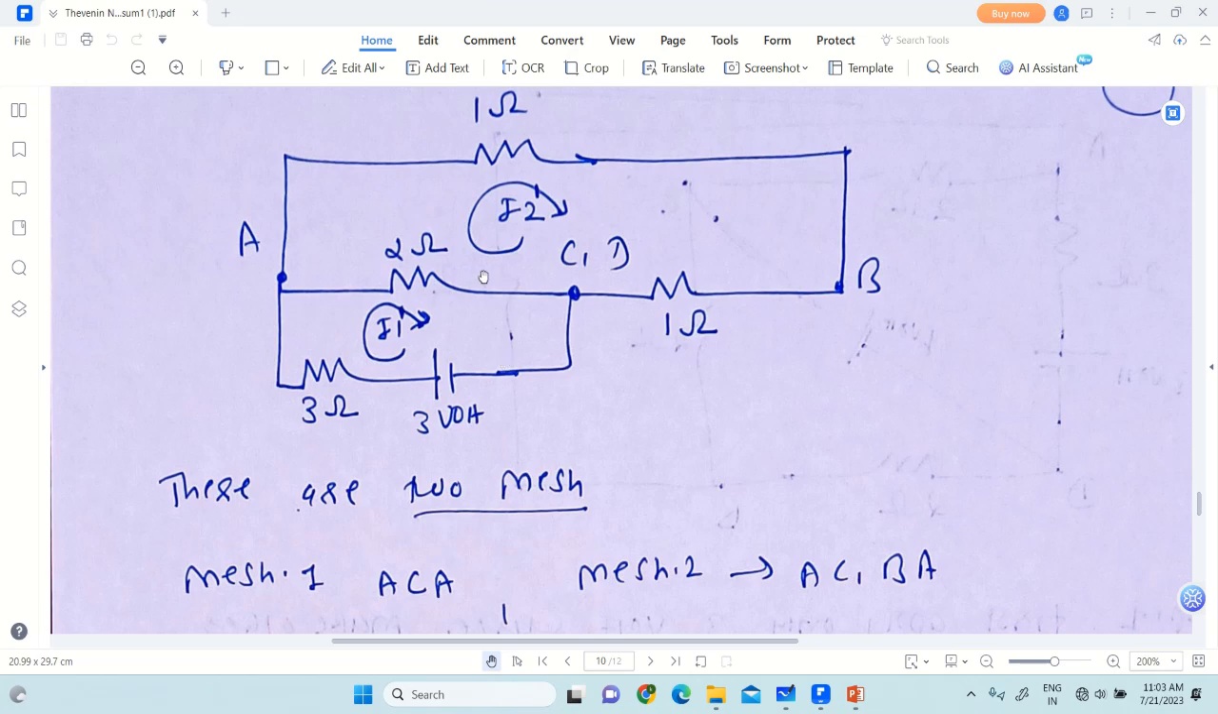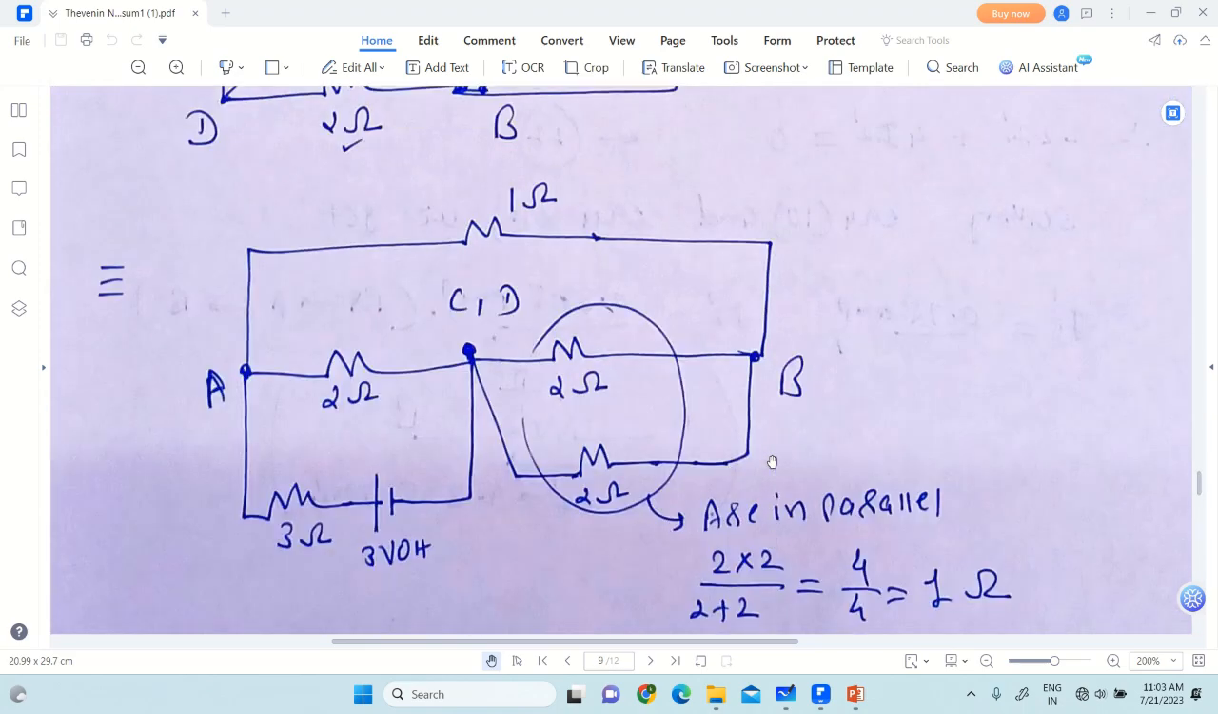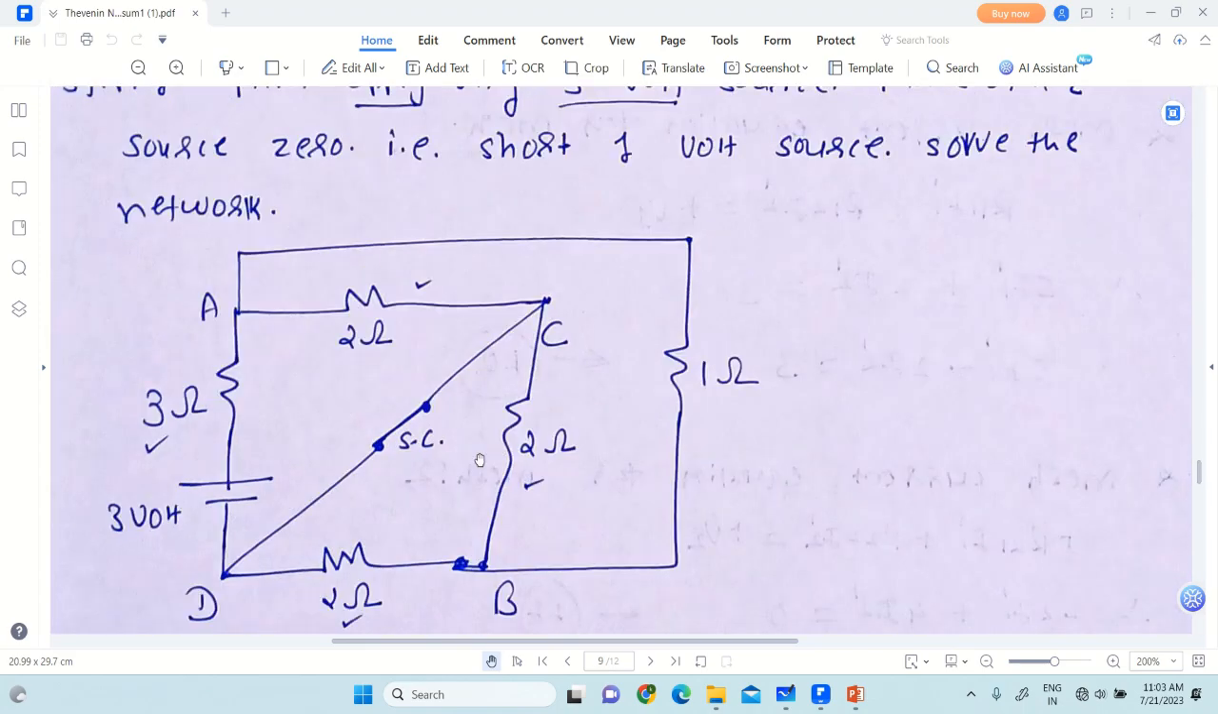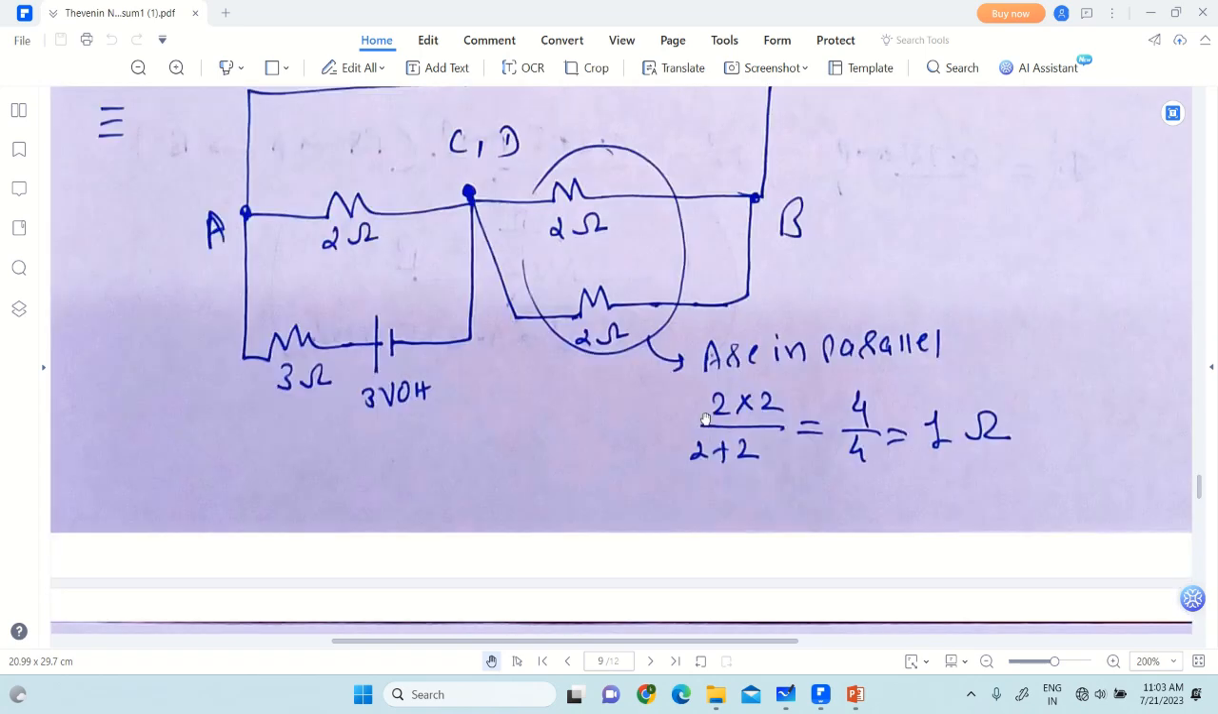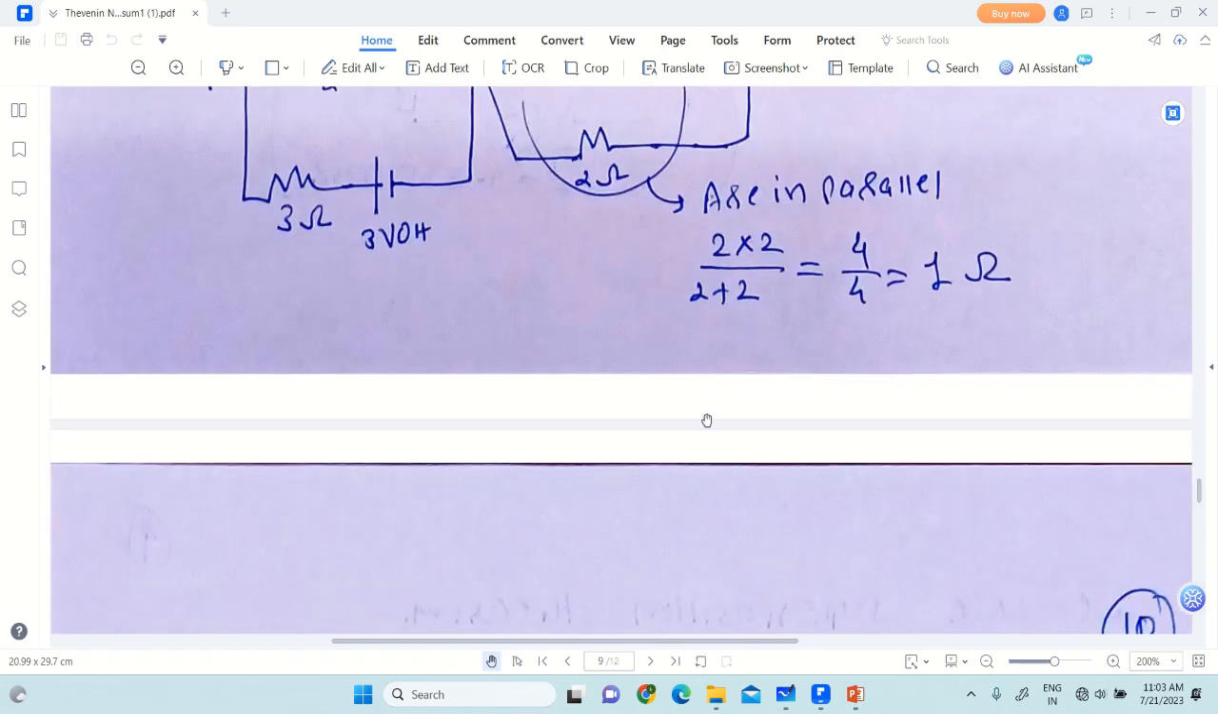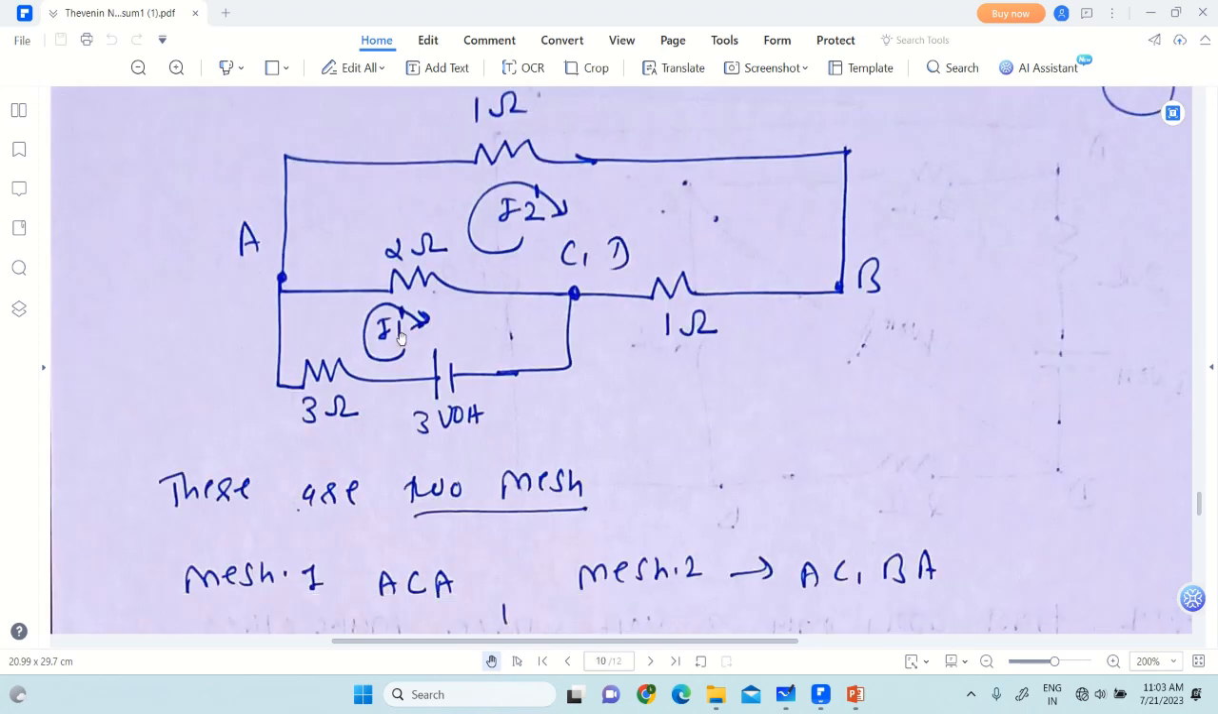So yes, now there are two meshes, so apply the mesh current equations. This is the first mesh, which consists of the 2 ohm, 3 volt source and 3 ohm resistance. This is the second mesh, A, B, C, A, which consists of this 1 ohm, this 1 ohm and 2 ohm resistances, right? So originally the circuit consisted of 3 meshes, 1, 2 and 3. After simplifying, the network reduces to 2 meshes, mesh number 1 and 2. So there will be only 2 equations to be solved, right?